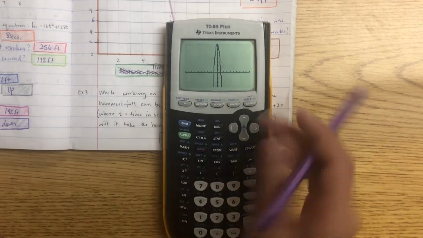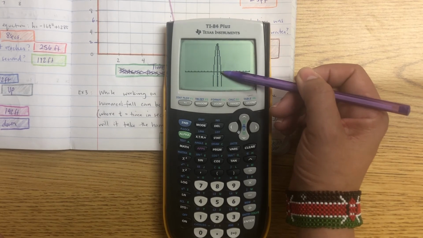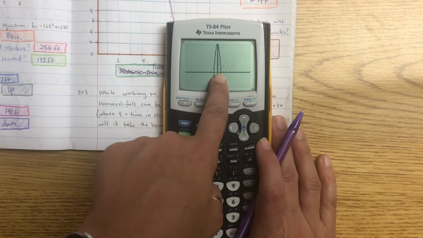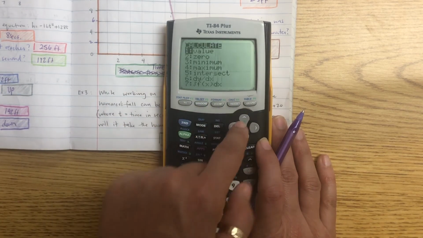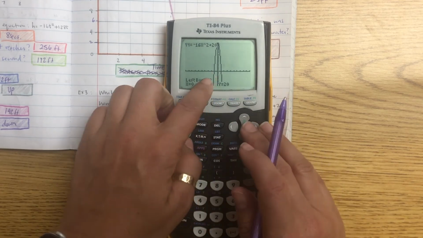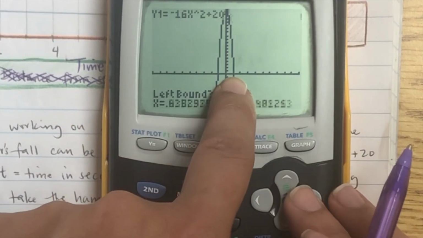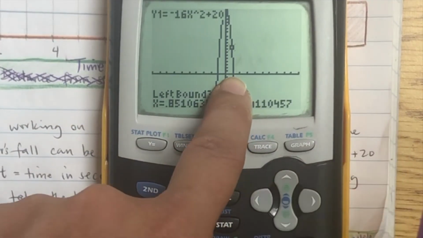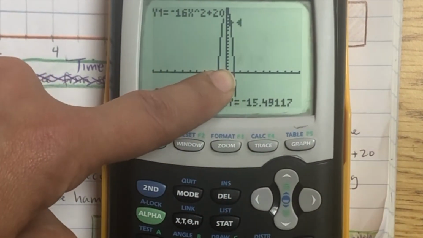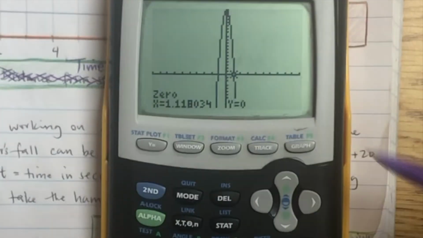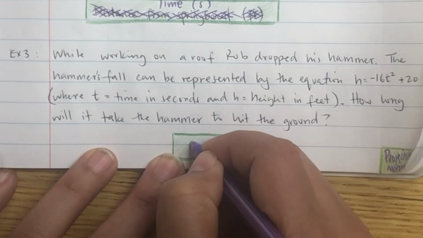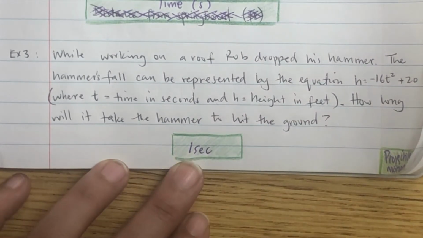How long will it take for that hammer to hit the ground? I want to know where it crosses what? The x-axis, this distance here. I'm just looking for the x-intercept, which means I can do second, calculate, zero, press enter, and left of here. So there's my spider, make sure it's on the left, and then right of here. Boom. Press enter. So my zero happens at 1.1. This is a listening check. Put a box around example 3. So let's practice.